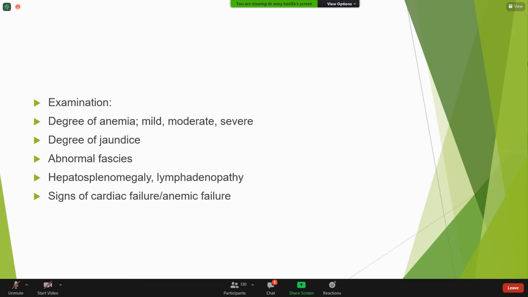In examination, we'll look for the degree of anemia, degree of jaundice, abnormal facies. Like in cases of thalassemia, because of the extramedullary hematopoiesis, there are prominent facial bones like frontal bossing, parietal bossing, maxillary and mandibular hyperplasia, and dental abnormalities, which lead to the abnormal facies if they are not properly treated. Then hepatosplenomegaly, lymphadenopathy, signs of cardiac failure or anemic failure to look for the severity of the anemia, whether it is acute hemolysis or chronic hemolysis.